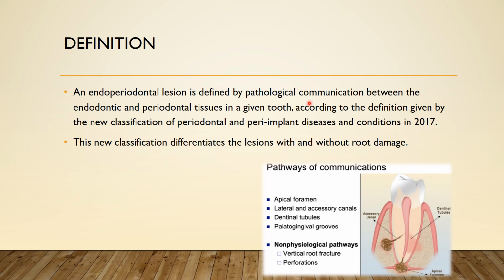So before going to the details of the two types of Endo Perio lesions, that is with and without root damage, what are the pathways of communication? It can be the apical foramen, lateral and accessory canals, dentinal tubules, and palatogingival grooves. And non-physiological pathways can be vertical root fracture and perforations. So these are the different ways that lead to communication between endodontic and periodontal tissues.